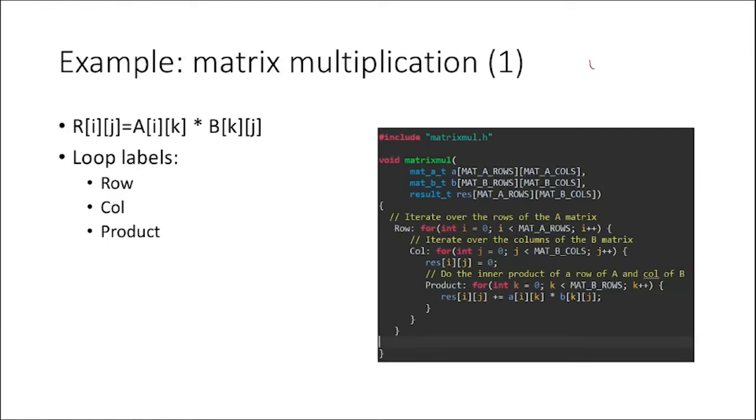So this is the baseline implementation in this tutorial. As we can see, there is a for loop corresponding to the row index iteration, a column loop corresponding to the column index iteration, and a product loop, which computes each entry of the resultant matrix.